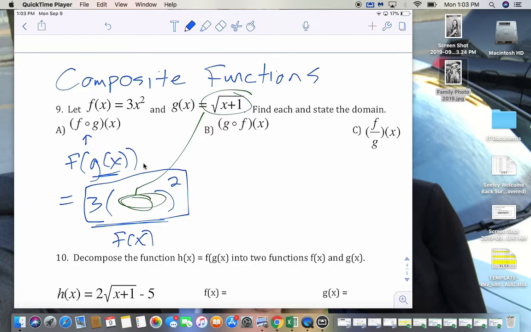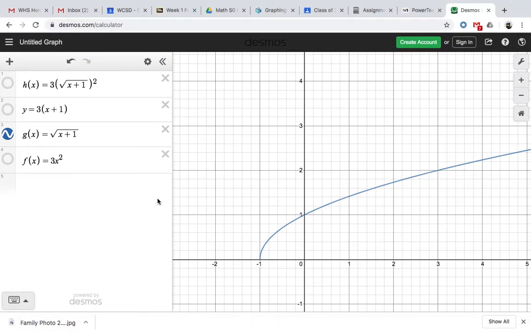So case in point, square root of x plus 1. Now let's talk about this. This is a radical moved left 1. I have a graph of it going right here on Desmos. If you go left 1, that graph has a domain that goes from -1 to infinity.